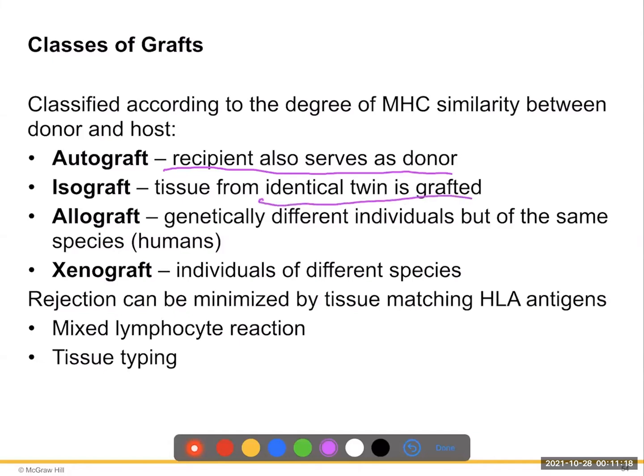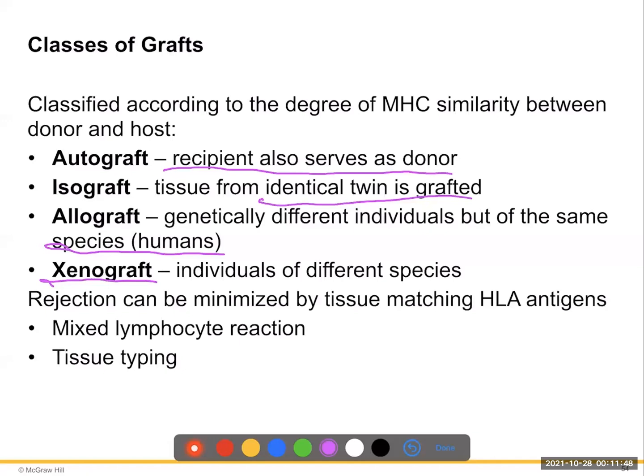Isograft, identical twin. Those are usually really good ways to do it. Allograft, genetically different individual, but the same species. It's human to human. Or xenograft, which is a different species. Baboon hearts have been used for heart transplants for temporary use. So autograft is the same person. Isograft is an identical twin. Allograft is a person genetically different but still the same species. And a xenograft is a different species altogether.